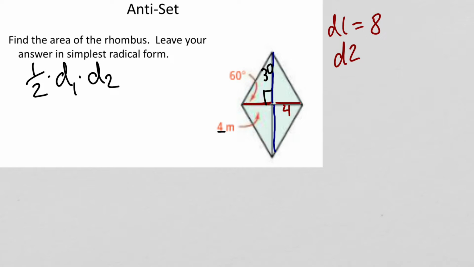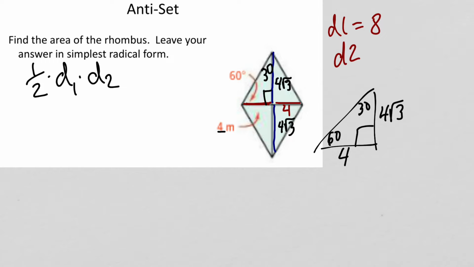So I'm going to take this out so you can see a little bit better here. 4, 60, 30. So to get the side opposite of 60, we know it's going to be 4 root 3. So this piece is 4 root 3 plus another 4 root 3. So what is 4 root 3 plus 4 root 3? It's kind of like 4x plus 4x. It's 8 root 3. So diagonal 2 is 8 root 3.